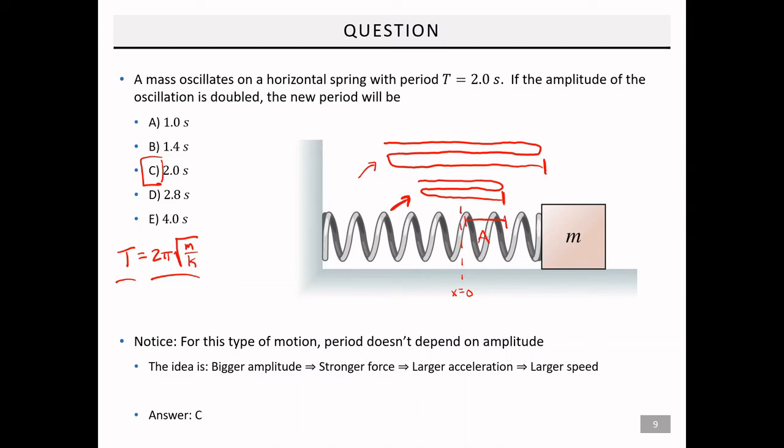Now the short of it is that if you have a larger amplitude, so when you pull the object back further, you actually start with a stronger force, because Hooke's law tells us that the force is related to how far you pull back the object. And then if you have a larger force, you have a larger acceleration because of Newton's second law. And then a larger acceleration will result in a larger speed. So that larger speed compensates for the larger distance that the object has to travel in the larger oscillation.